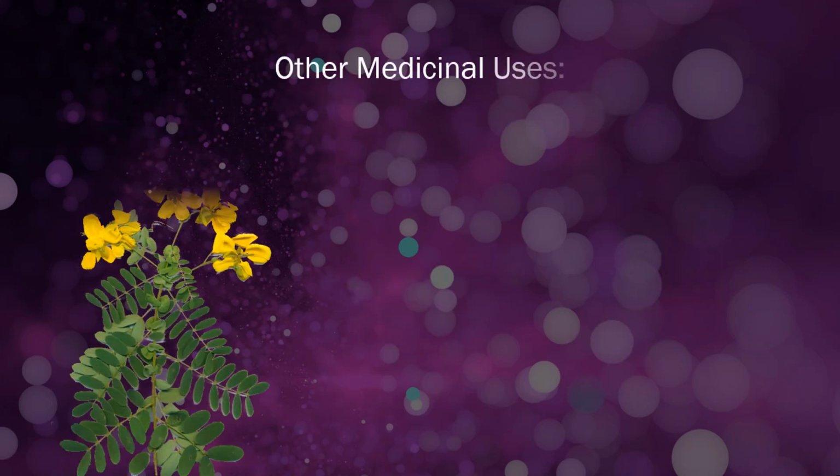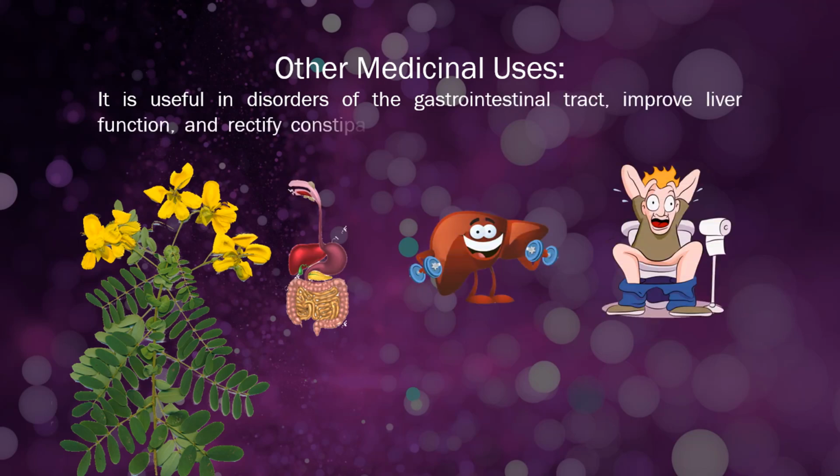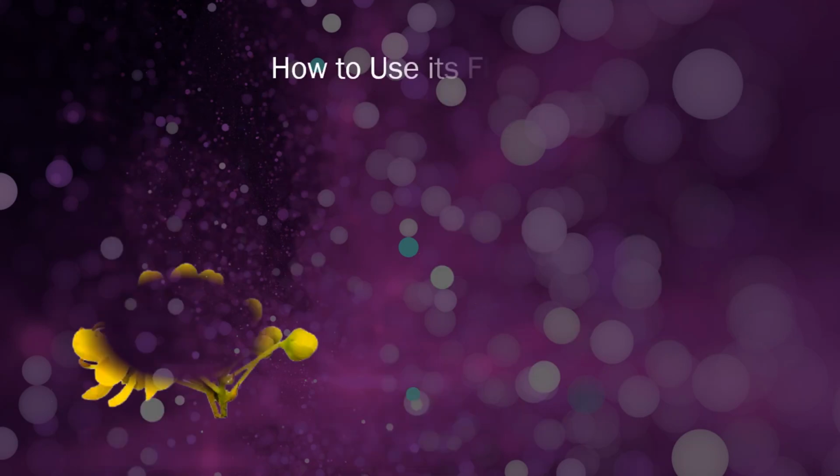Other medicinal uses. It is used in disorders of the gastrointestinal tract, improves liver function and rectifies constipation. It is also helpful for joint and muscle pain, rheumatism and urinary tract disorders. How to use its flower.